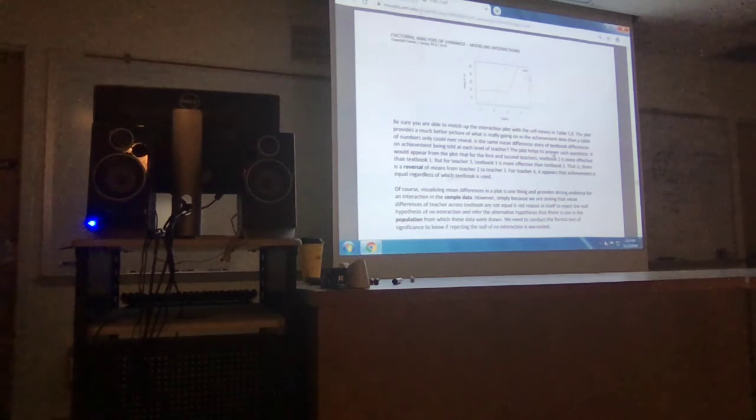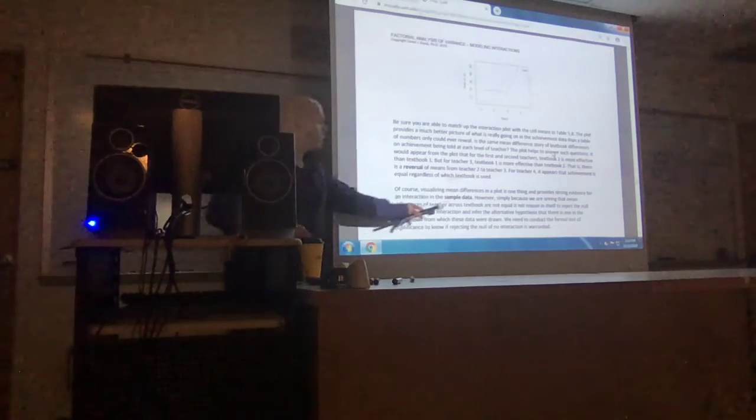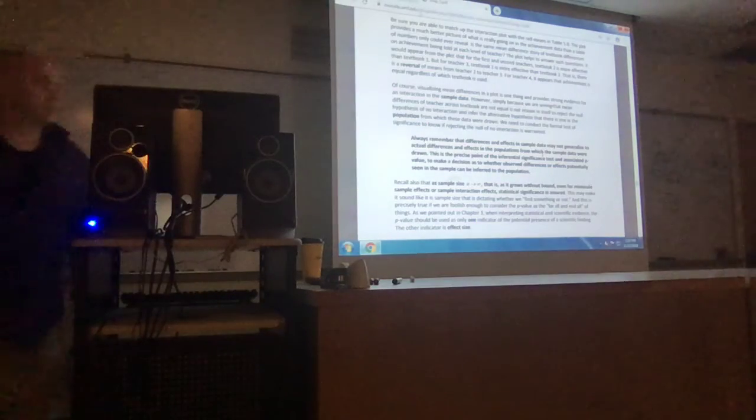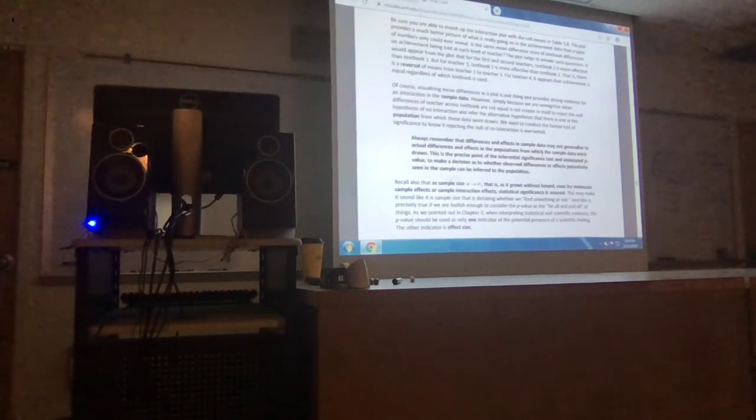Again, remember I make the note down here that it's an interaction in the sample data. And that's the same idea as the t-test. It's bolded because it's really important. Same idea as when you're comparing two means. Is the sample mean different? Yes. But what does that say about the population? Where does statistical significance enter in here? What does it mean to say it is statistically significant?